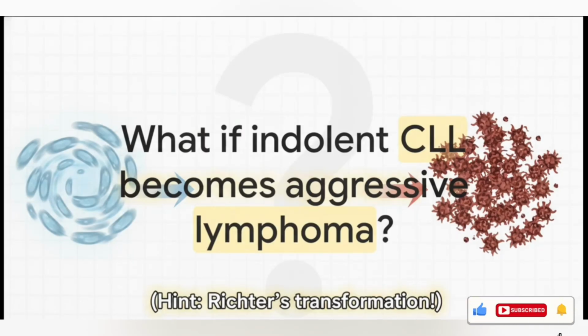So we covered the indolent nature of CLL and the hairy specifics of HCL, but let me leave you with a provocative question for your self-study. What happens when that slow-growing, asymptomatic, indolent CLL suddenly transforms into a highly aggressive, rapidly fatal diffuse large B-cell lymphoma? Do you know the name of that syndrome? Little hint for you, Richter's transformation.